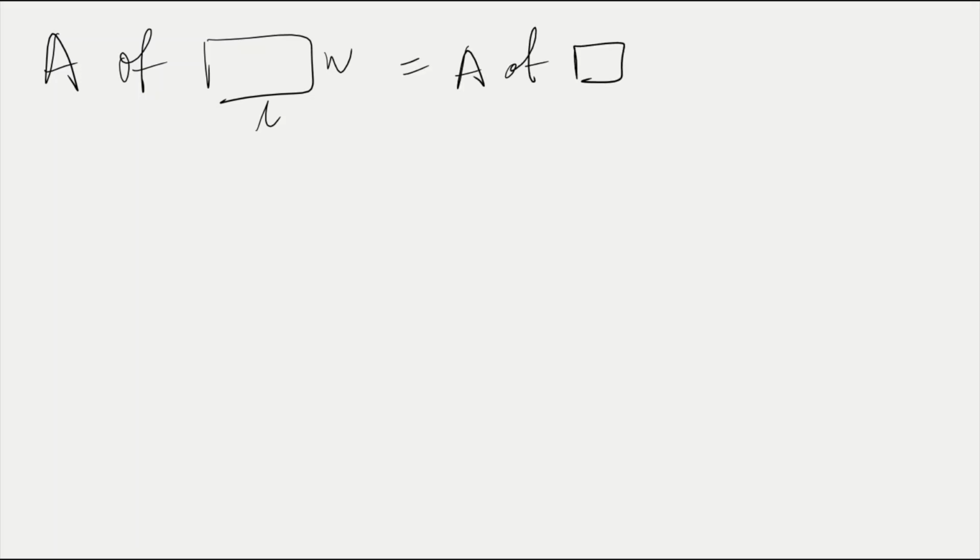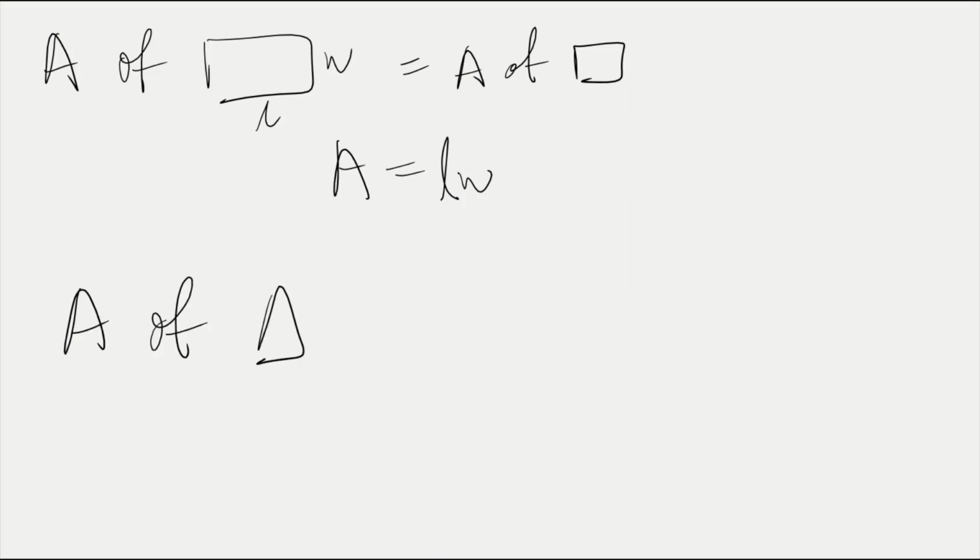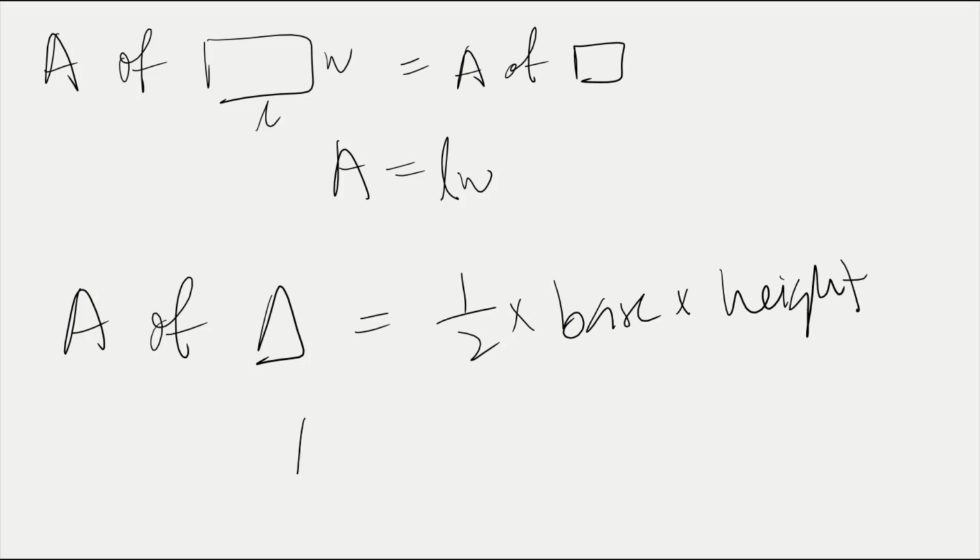I'm sure you all have seen algebra somewhere else, like for example in the area of a rectangle. This is the length and this is the width. And we all know that the area of a rectangle is length times width. So in short, it's A equals L times W. Another example, the area of a triangle is 1 over 2 times its base times its height. So in short, A equals 1 over 2 BH.